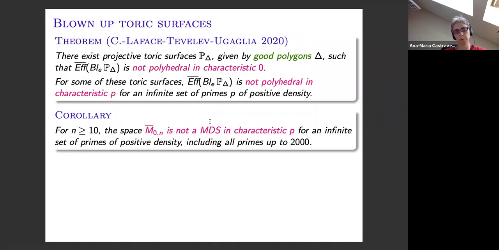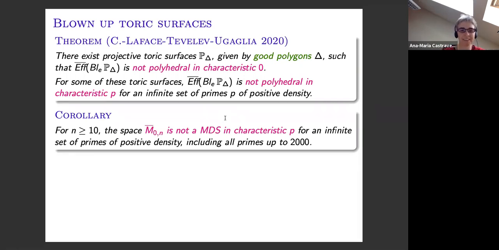So there were some other results of Gonzalez and Karu. Okay, so the bound has been lowered to n equal 10.